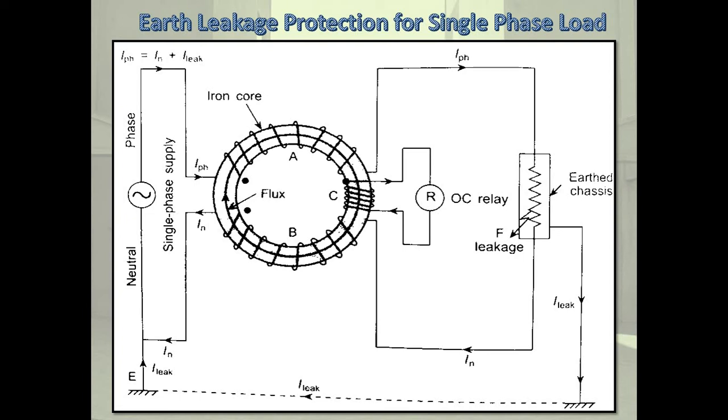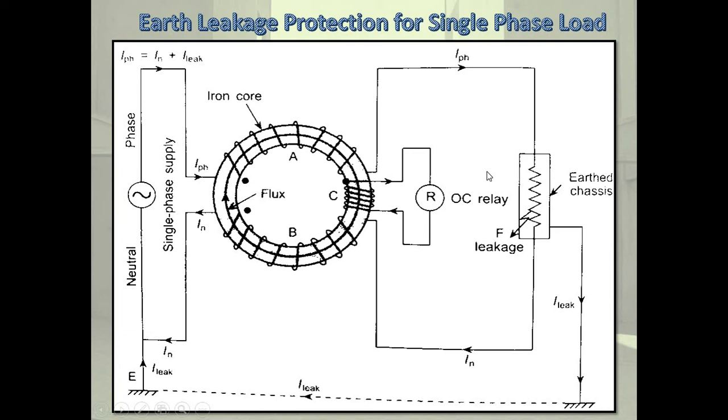The small leakage current cannot operate an over current relay. Hence, a special type of device is used to provide earth leakage protection. It is called an earth leakage relay or current balance relay. So, earth leakage protection, or current balance relay protection. Now, first we take earth leakage protection for single phase load.